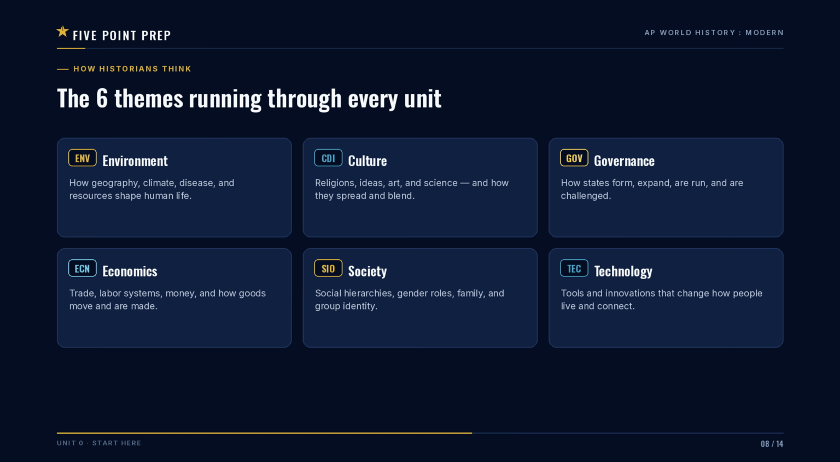Theme 5, Social Interactions: hierarchies, gender roles, family, and identity. And Theme 6, Technology and Innovation: the tools that change how people live and connect. When you can name the theme behind a question, the answer gets much easier.